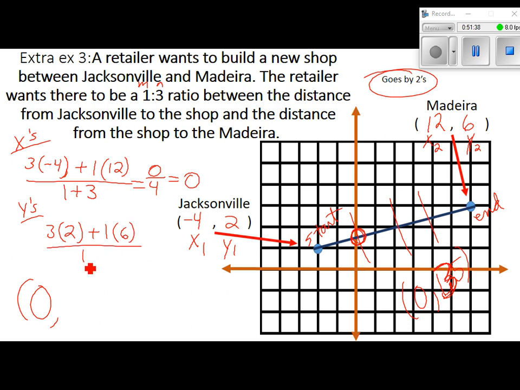Over 1 plus 3 again. What's on top this time? 12 on top. What's on bottom? 4. What's 12 divided by 4? 3. Oh my gosh. We did pretty good guessing, didn't we? Good thing Michael was here to tell us we were going by 2s, otherwise I'd have forgotten.